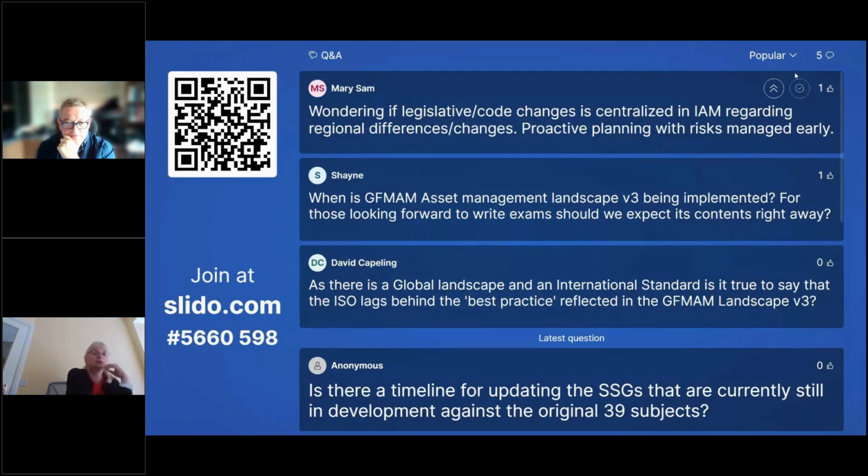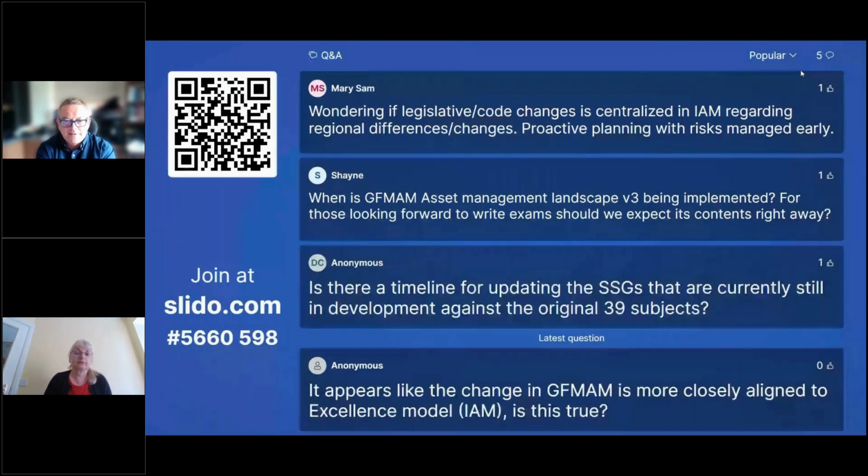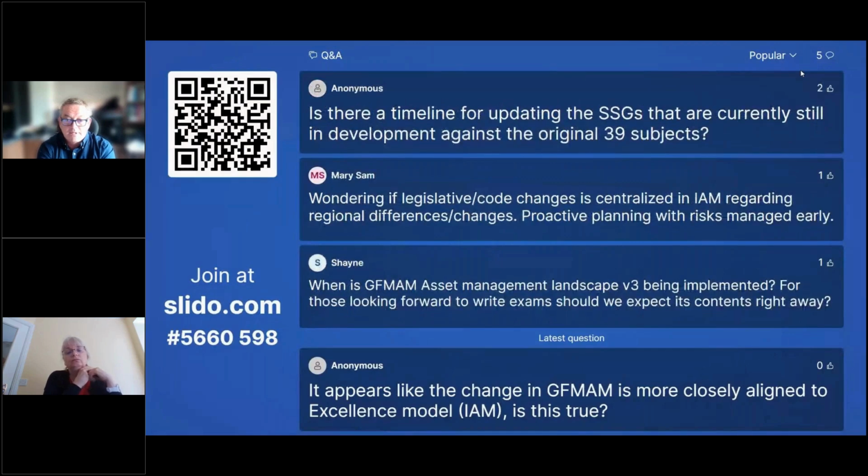Right, next question. When is Global Forum Asset Management Landscape 3 being implemented? Sorry, I missed one out, I'll come back to that. I'm just doing the second one there. The asset management landscape is launched today. In terms of implementation, it's up to each global forum professional body as to how it implements. Obviously, individuals can choose to download it and use it themselves.